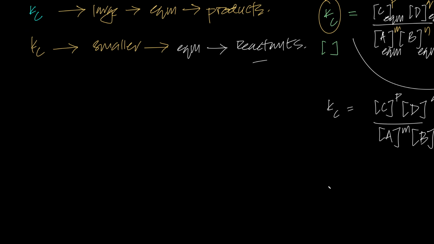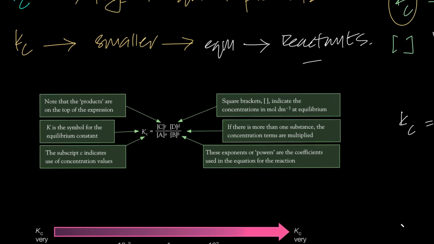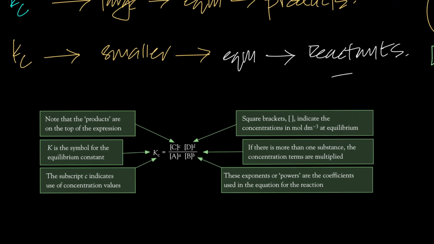And let me show you guys some photos. Give me a moment. So I want you guys to focus here. This is the general way of writing this. He says, note that the products are on the top of the expression. We all know that. That's why we say if Kc is larger, that means the product side is heavier.